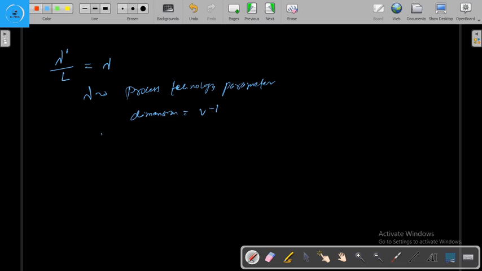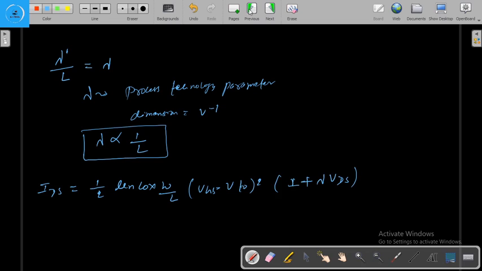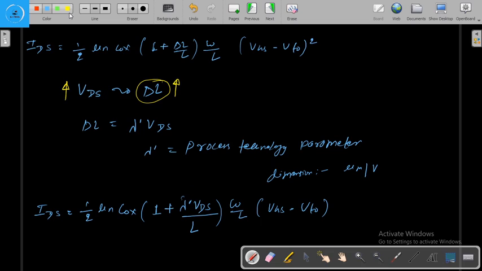So from here we can say that lambda is inversely proportional to L. So we will write here IDS will be equal to 1 by 2 mu n COX, here W by L, here VGS minus VT naught whole square. Here we can write 1 plus lambda VDS, as we have replaced lambda dash by L with lambda. This is another process technology parameter with dimension volt inverse.